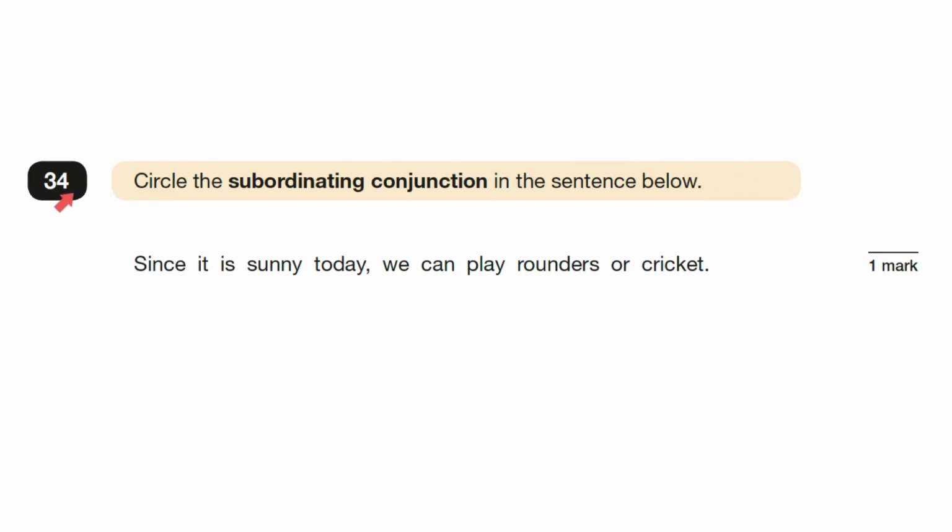And again, notice this, question 34, quite late on in the paper. Circle the subordinating conjunction in the sentence below. And again, with this example, it's really just a case of familiarity. You should just be able to spot straight away that since is a subordinating conjunction. So we don't really need to think too much about the sentence and the words that are in it. We should just spot since.